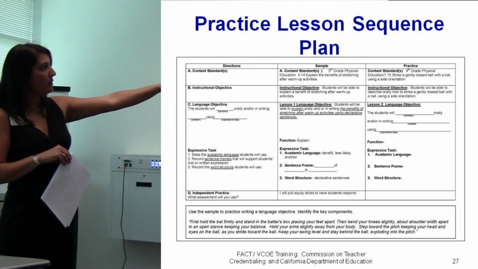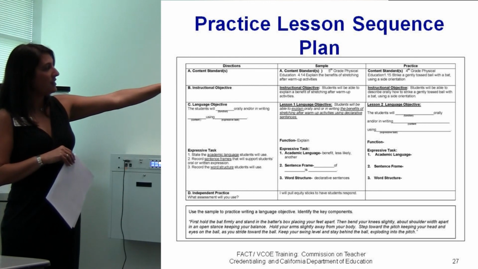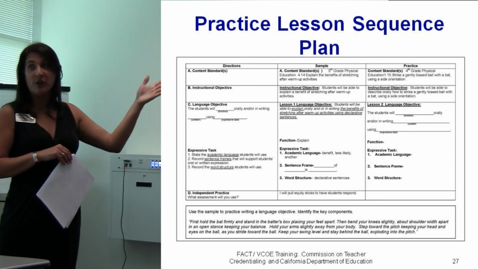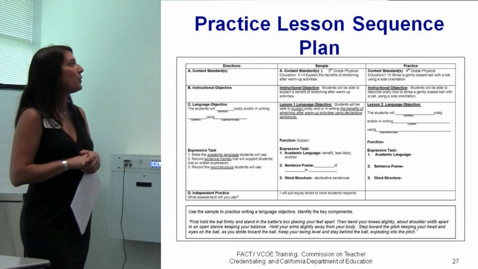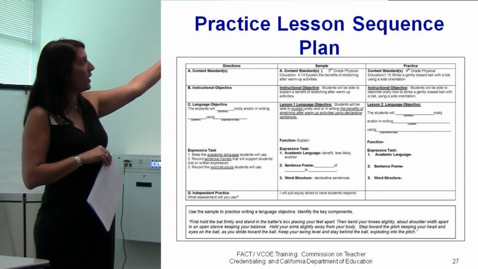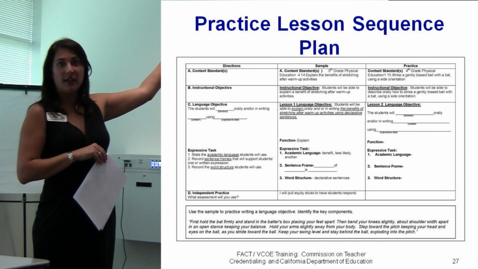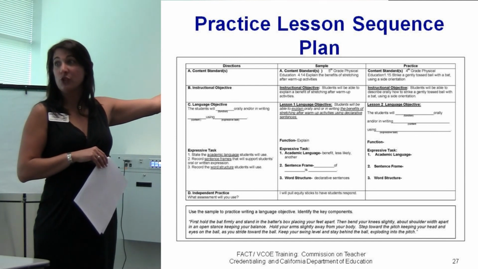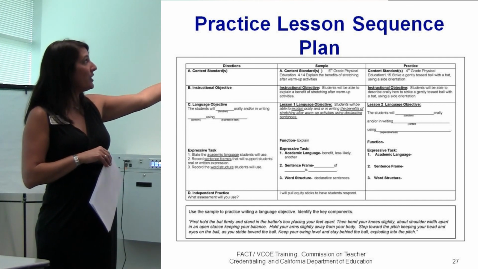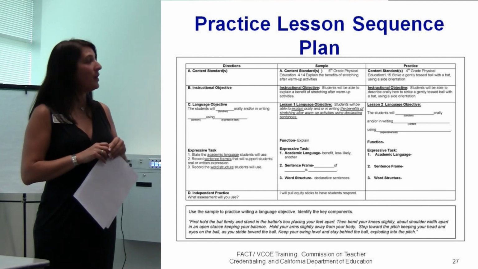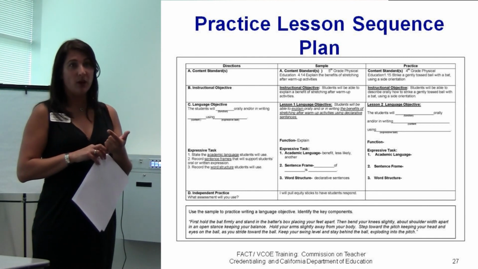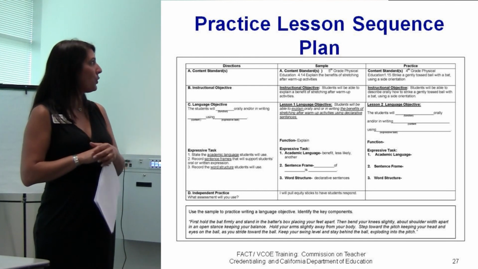Down at the bottom, you will see what we're going to be asking the students to do. So we're sort of going to work backwards. We're going to ask you to read through this and try to identify what the academic language is that's being used, because this is the student response of what we would want the student to say. So we're going to work backwards and identify what the academic language is, what the sentence frame might look like, and what the word structure is.